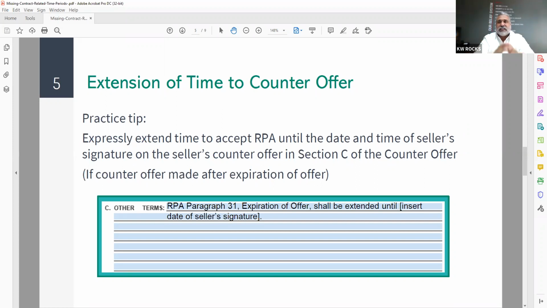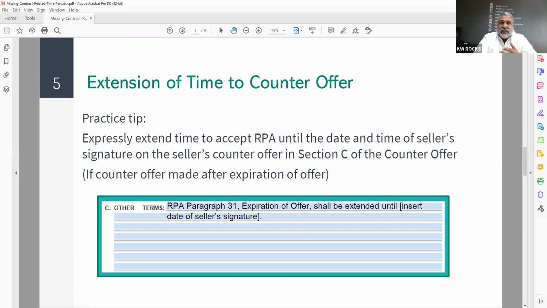So these are 2 parts, guys. I'm going to talk a little bit about the counteroffers and also the expiration. So I'm going into the extension of time of a counteroffer. And this is the practice tip, expressly extending time to accept on the RPA. So this is the verbiage that you're inserting when you are asking for a time frame.